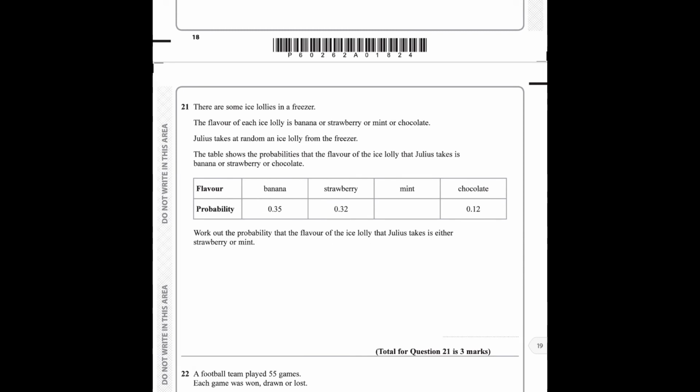Now, there are some ice lollies in the freezer. Work out the probability that Julius takes either a strawberry or a mint. Now we have to calculate the probability for mint. To calculate it, all you need to do is 1 minus 0.35 plus, since all the probabilities add up to 1, you're going to find the probability for a mint, that is 0.21.